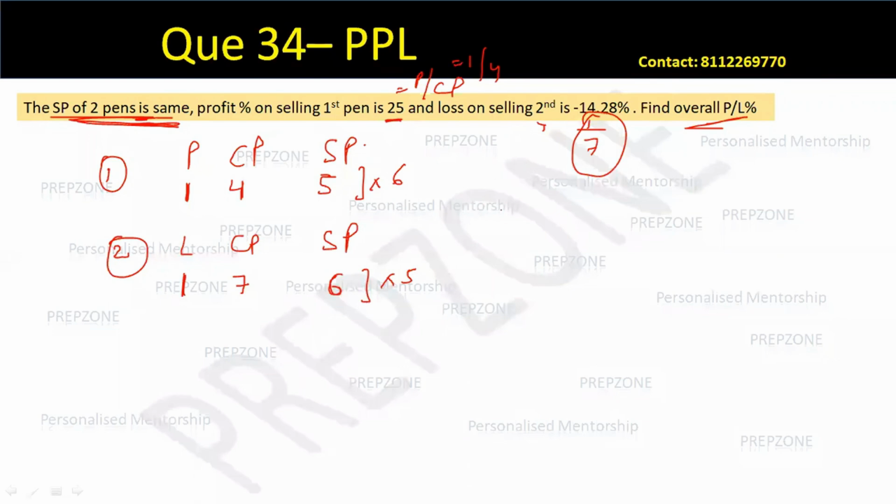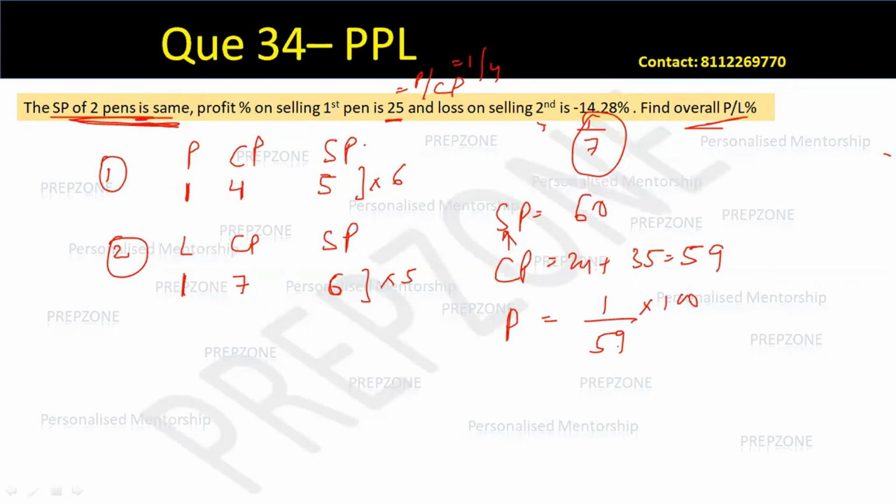So mera overall selling price kitna ho gaya? It is 5 into 6, 30, plus 30 is rupees 60. Rupees 60 is my overall selling price, and my overall cost price kitna ho gaya? 6 into 4, 24, plus 35. It is 59. So selling price is higher than cost price, so it is a profit. And profit kitna ho raha hai? It is 1/59.